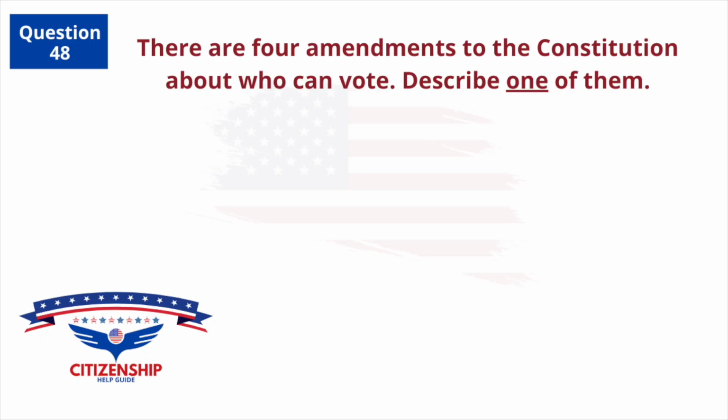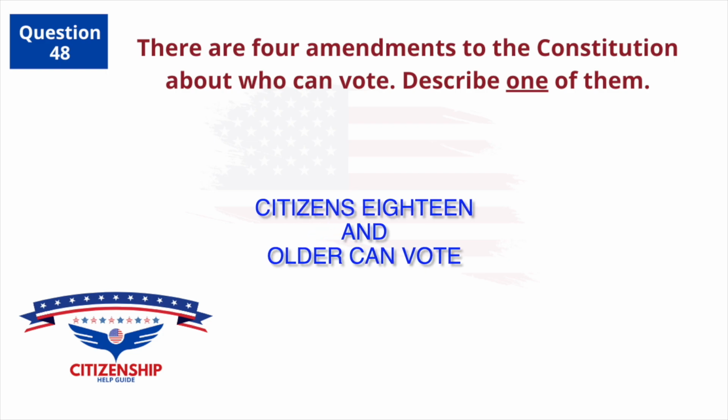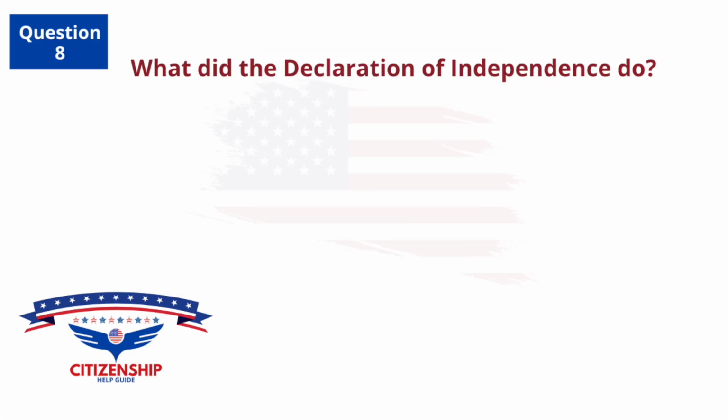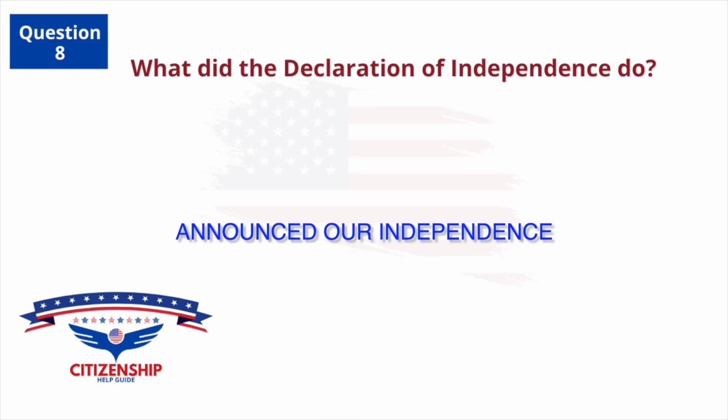There are 4 amendments to the Constitution about who can vote. Describe one of them. Citizens 18 and older can vote. What did the Declaration of Independence do? Announced our independence from Great Britain.